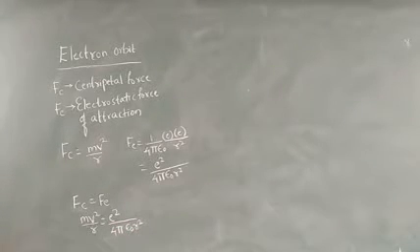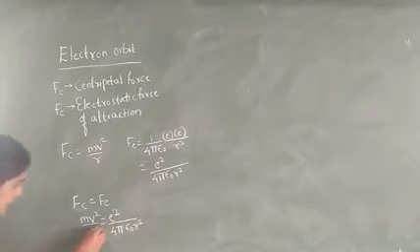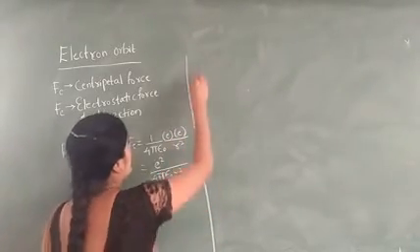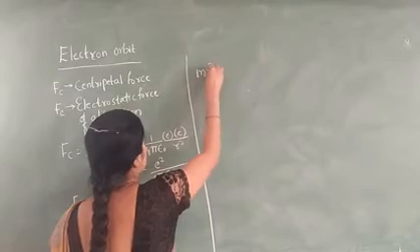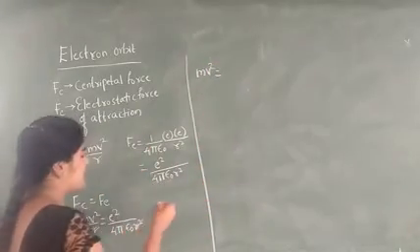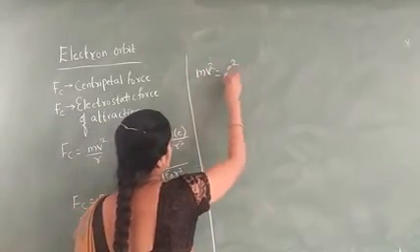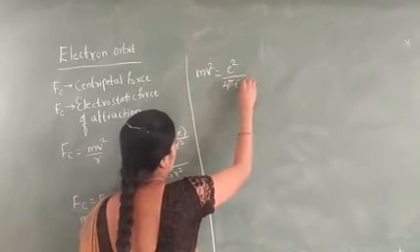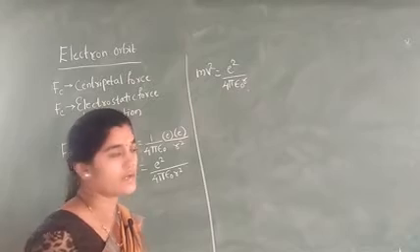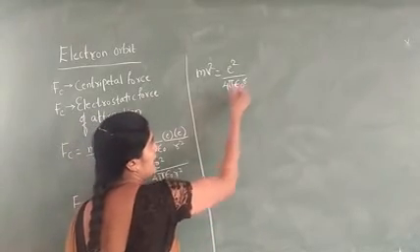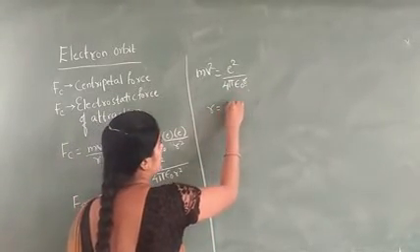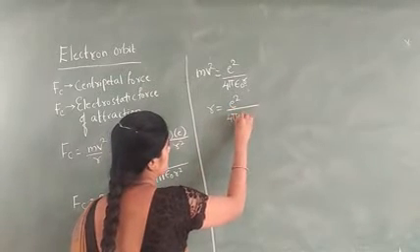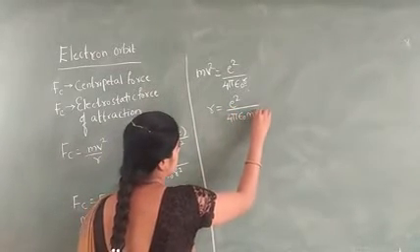Now some terms get cancelled. One r gets cancelled. The remaining term is mv square is equal to e square by 4 pi epsilon naught into r. Or we can find the value of r: r is equal to e square divided by 4 pi epsilon naught into mv square.